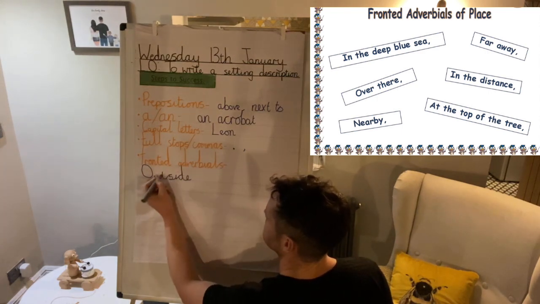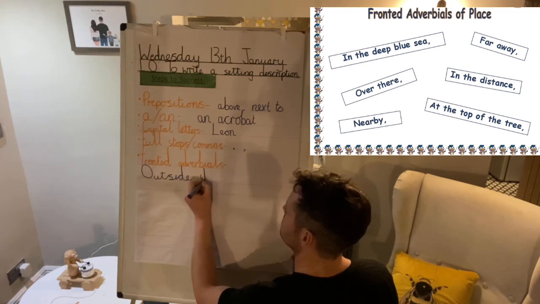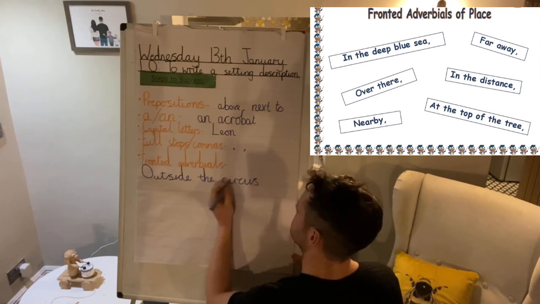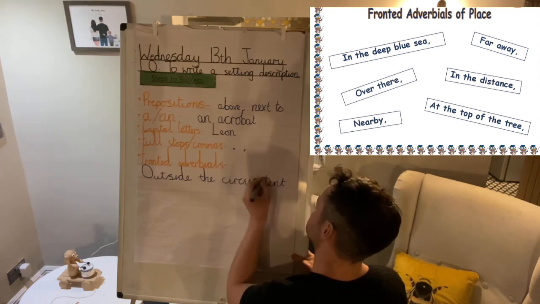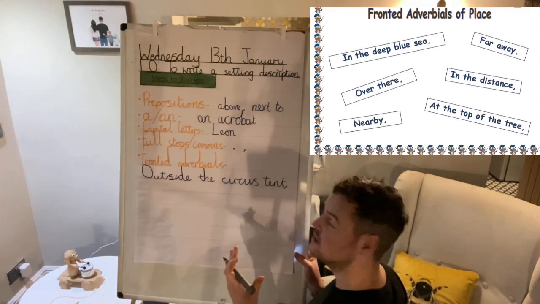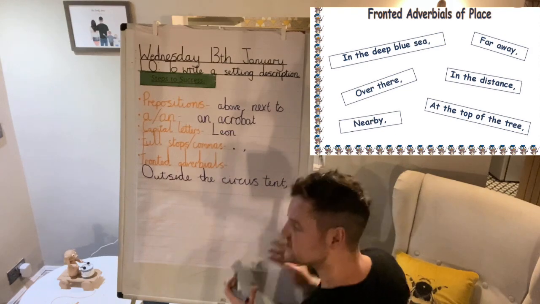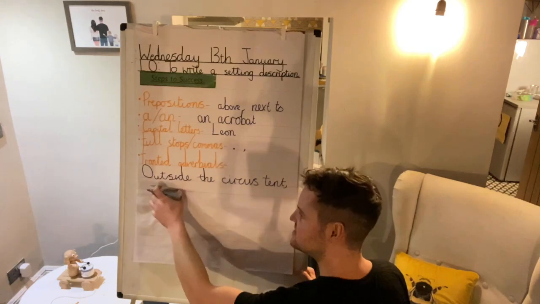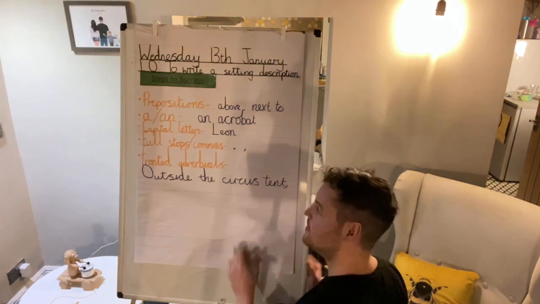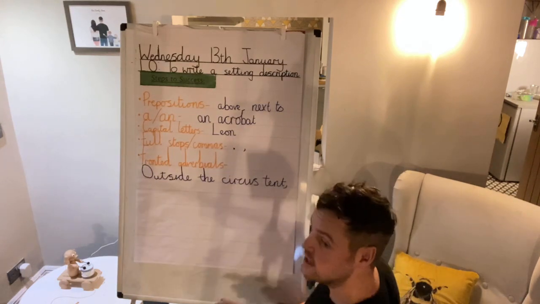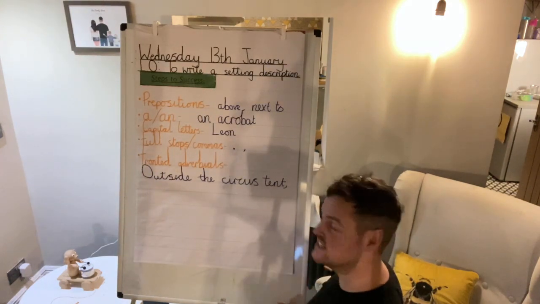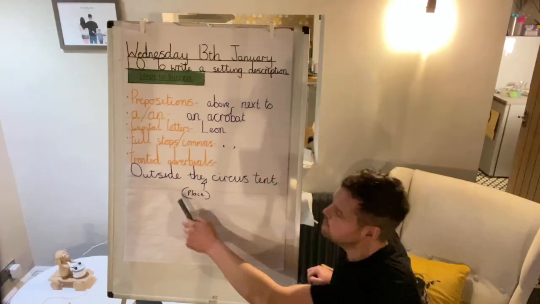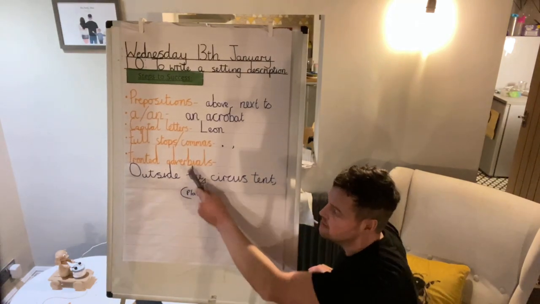Outside the circus tent, and there's that comma. Here's our fronted adverbial. We've put it to the front of the sentence. Outside the circus tent, Leon and his siblings were growing very excited. Okay, we've taken this, we've put it to the front. We could have gone, Leon and his siblings were growing very excited outside the circus tent, but this way we've got some variety to our writing. The example that I've written on the board here is a fronted adverbial of place.